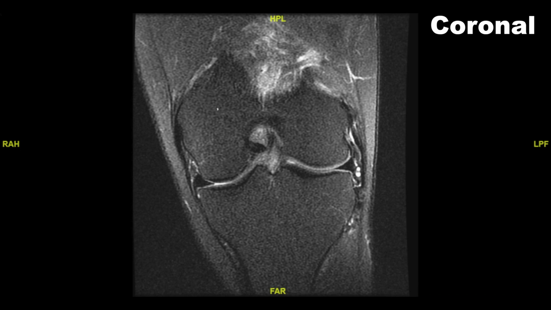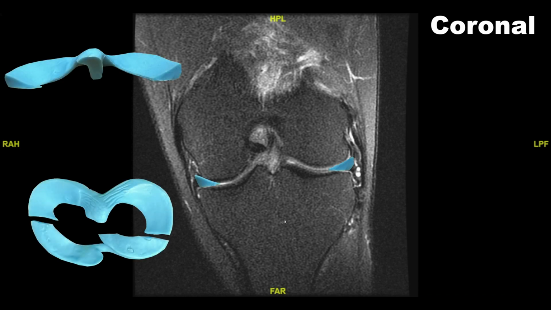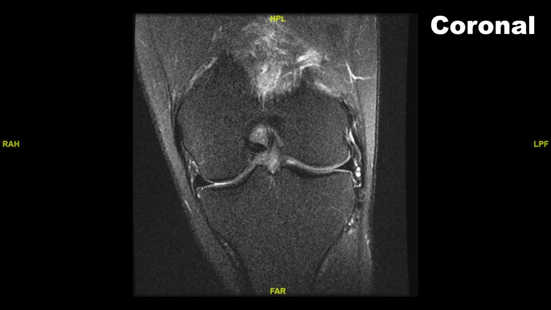So here's the thigh bone, the femur, and the shin bone, the tibia, is down here. So if you think back to how the cross-section of the meniscus looked, we can see right here between the thigh bone and the shin bone is this black triangle-shaped structure on the medial side and a black triangle-shaped structure on the lateral side. And that is the medial and lateral meniscus.